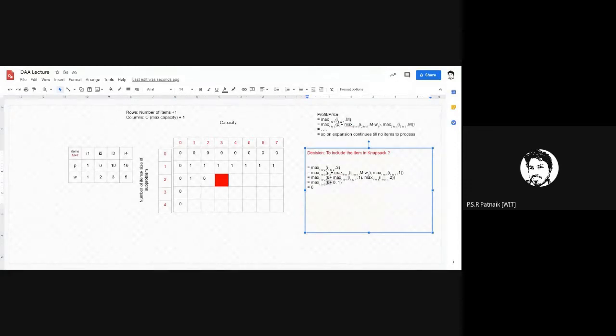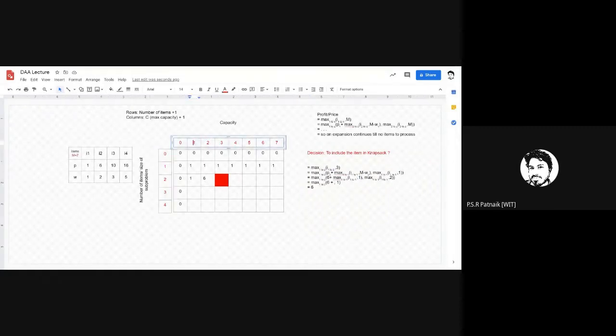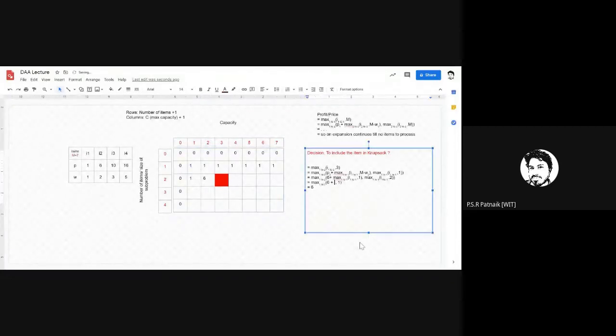So now let me solve it for this one. You already have 6, right? 6 plus the profit of this is 6 plus max 1 to 1. What is this? The maximum profit I have when I have one item to solve. When I say one item, I always refer to I1. One item to solve with sack capacity as 1. What is that? What value do I get here? 1. So what is the max of this? Max of 6 plus 1 and 1.